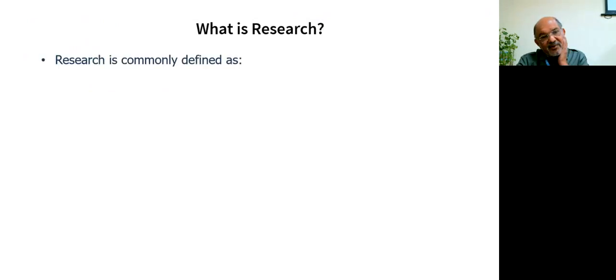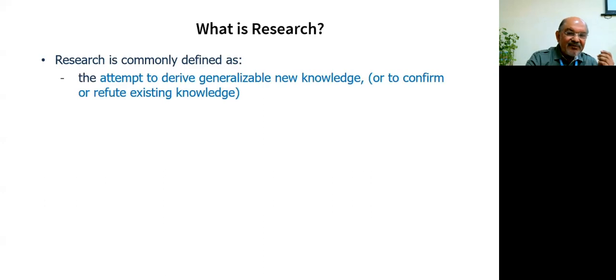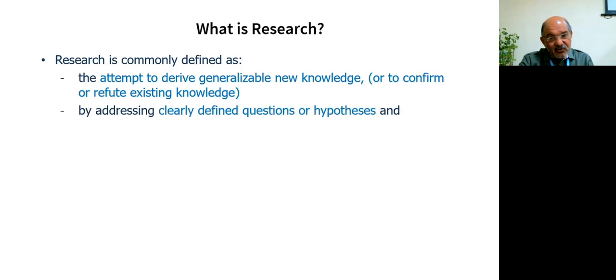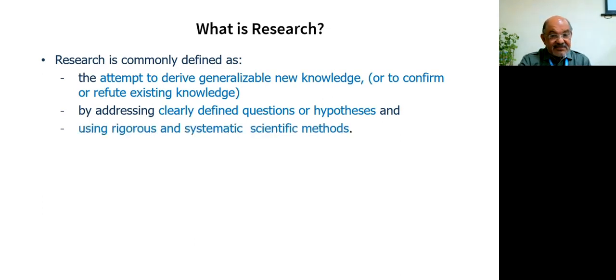If you look at the common definitions, it's defined as an attempt to derive generalizable new knowledge, which will confirm or refute existing knowledge. And you will do this by addressing clearly defined questions or hypotheses and using very rigorous and systematic scientific methods. Okay, that's the accepted definition of what is research. Are you happy with this? You don't have to be happy with whatever is accepted. What do you think is missing in this?